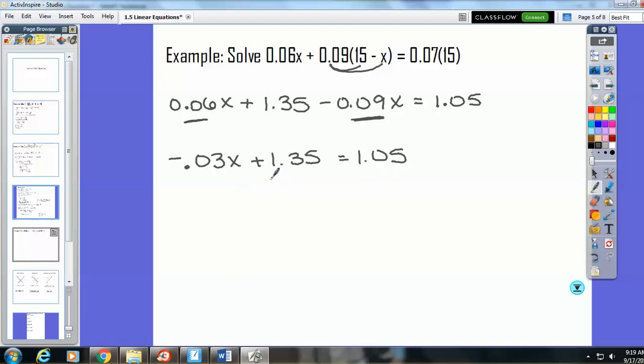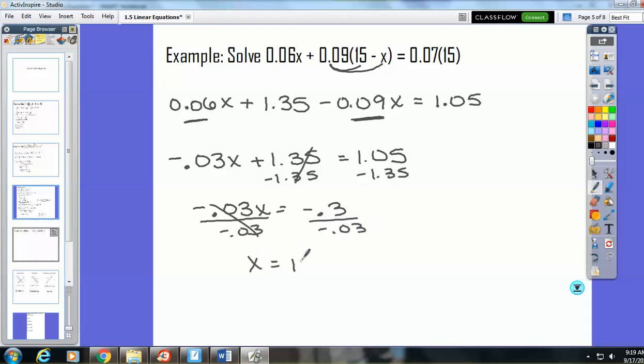And then what? Okay, now you're going to subtract your 1.35 over. So then what do we get? And then what? Divide by negative 0.03. And we get what? 10. How does that happen?